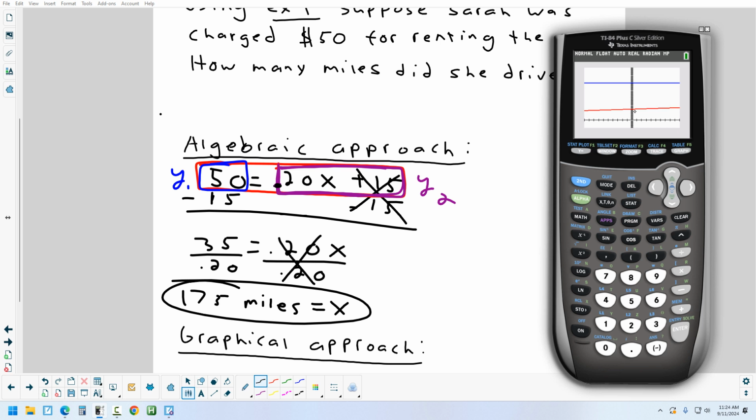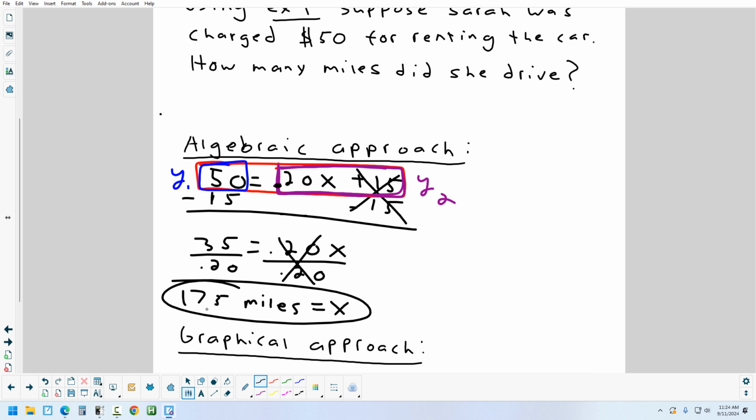All right, and what am I looking for again? Where they intersect. With the standard window, x max is only at 10. I already know how high x has to go to see where they cross, because I already did the problem algebraically.